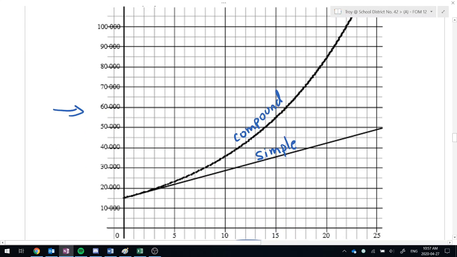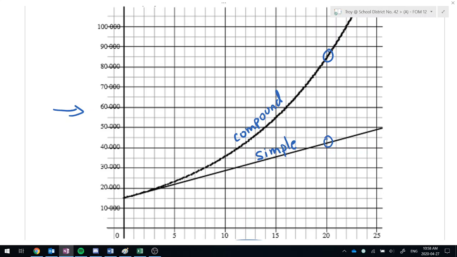Now, what does this mean? What do these two shapes mean? Why do we care about it? Well, let's say after 20 years, look at the difference of money you'll get at the end of 20 years. If your interest is compound interest, you make $85,000, but if your interest is simple interest, you make like $43,000. You make almost half.